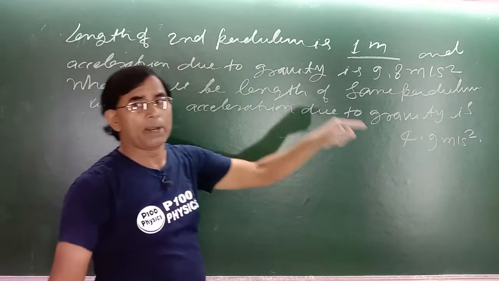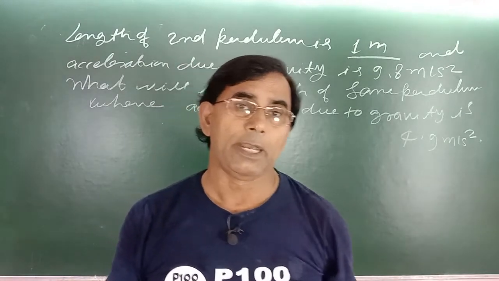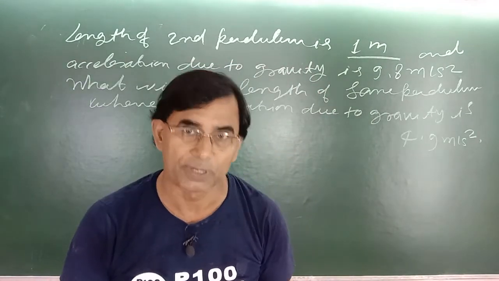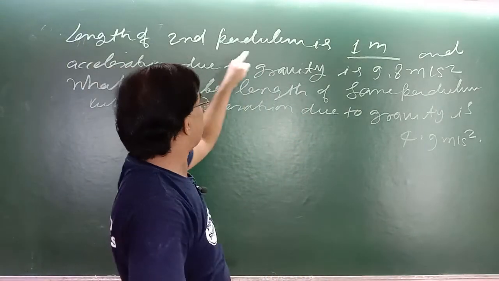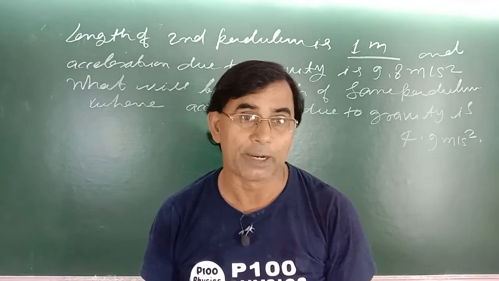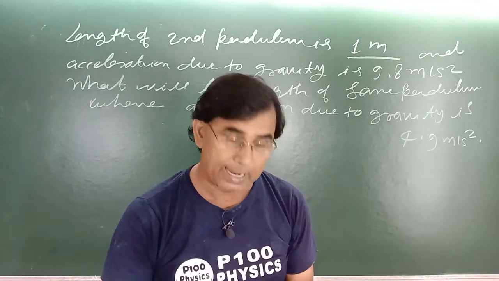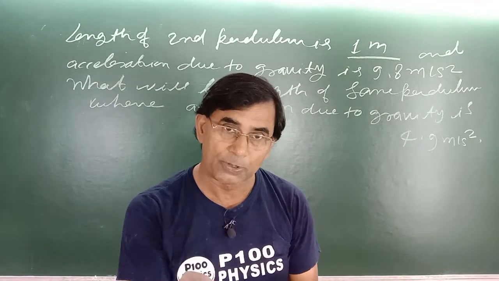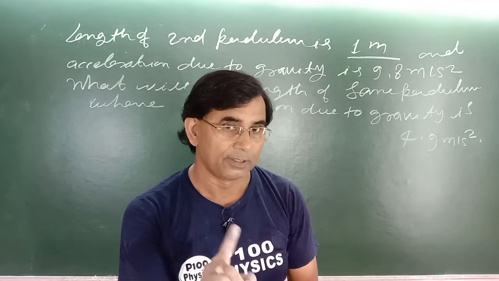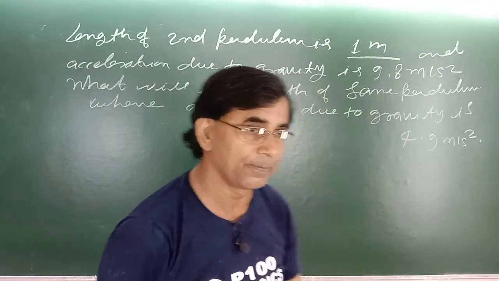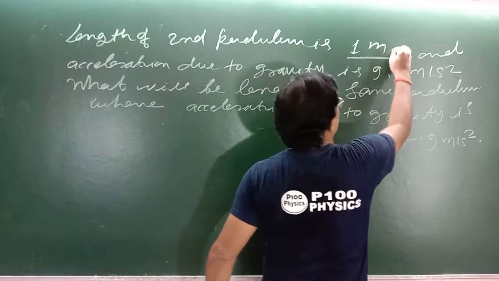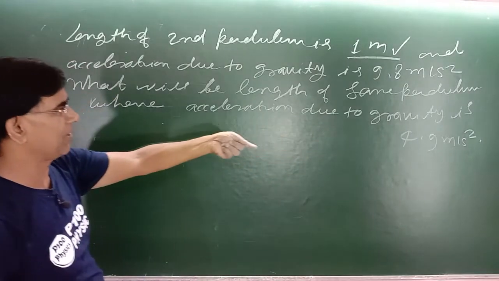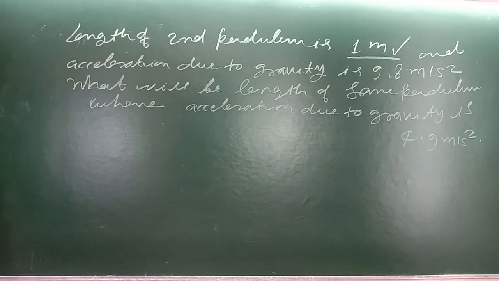Length of the second's pendulum, mind. What do you mean by the second's pendulum? Any simple pendulum which has a time period of 2 seconds is called a second's pendulum. Length of the second's pendulum is 1 meter. This is a very simple question. Okay, solve fast, very fast.